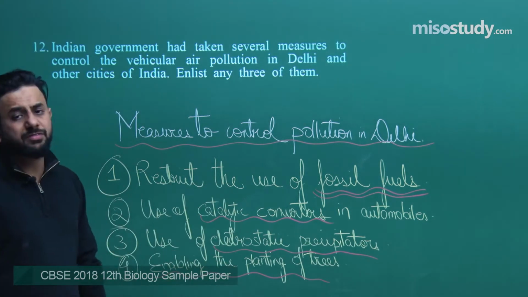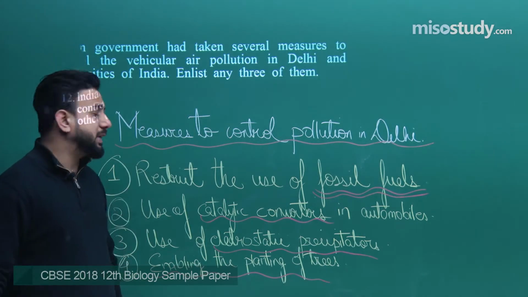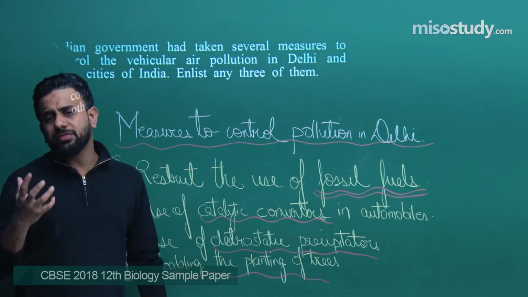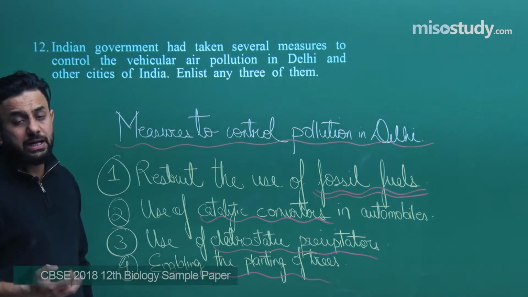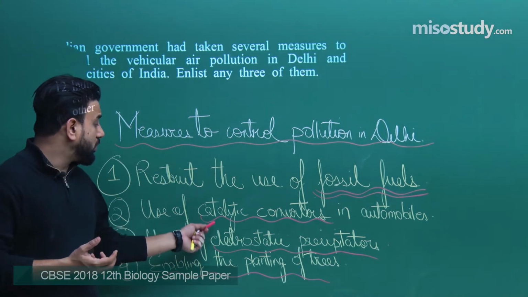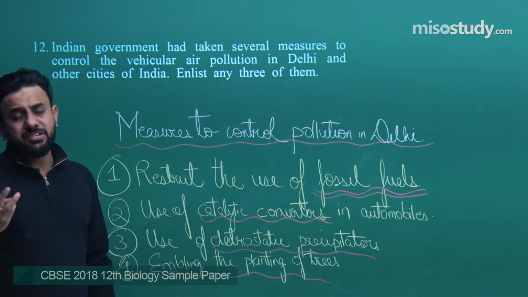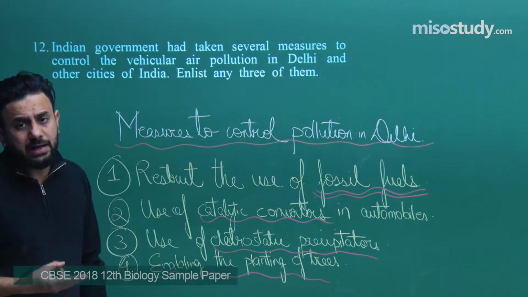Restrict the use of fossil fuels. These fossil fuels are also responsible for creating pollution in the air. Use of catalytic converter in the automobile. Now see, what is the use of a catalytic converter? You must have read this in detail, or if you haven't, here is what the catalytic converter does. Catalytic converters are basically of two types: a two-way catalytic converter and a three-way catalytic converter.